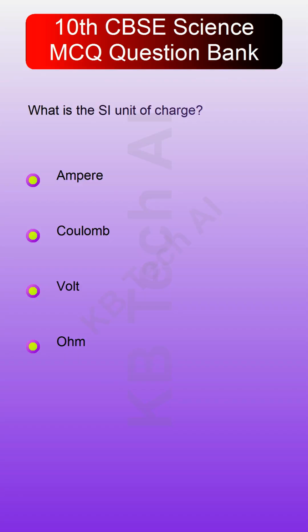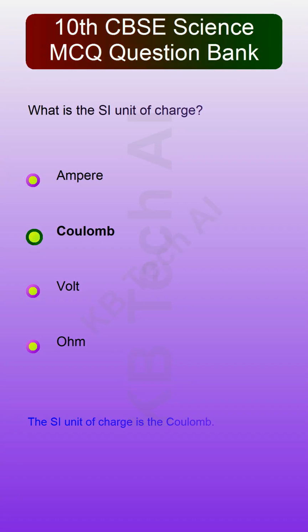What is the SI unit of charge? Option 1, ampere. Option 2, coulomb. Option 3, volt. Option 4, ohm. The answer is Option 2, coulomb.